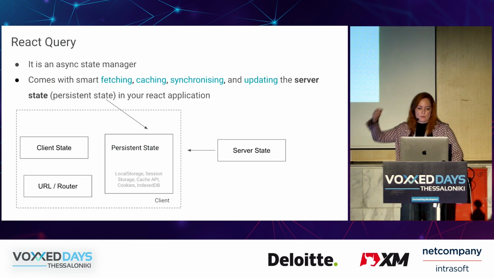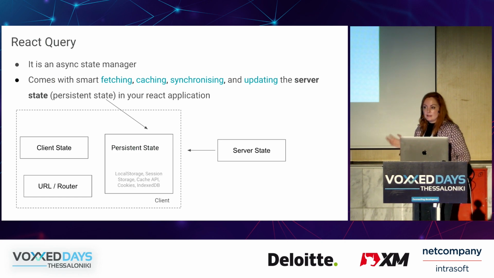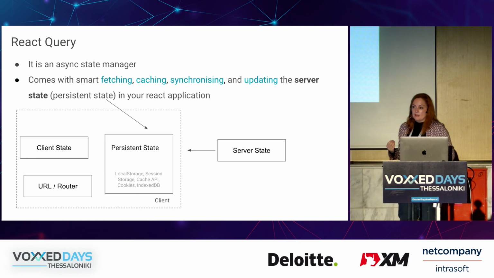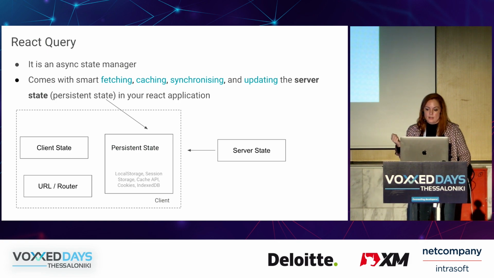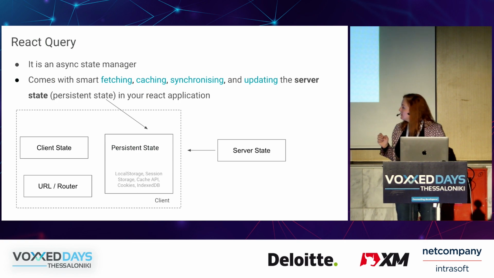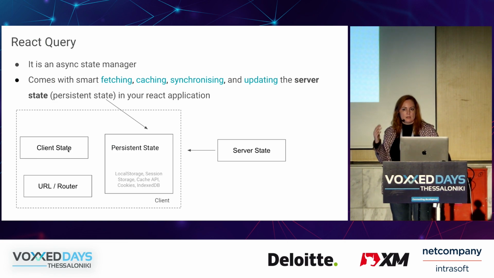I'm going to repeat what we see online, but React Query is also an async state manager, just to be careful with the definition, which has some nice and smart fetching, caching, synchronization, and updating logic. What does it actually do? I try to summarize the basic types of state that we have on the browser, on the client. We have the client state, which is what we discussed so far, the in-memory JS, which is lost when we refresh the page.